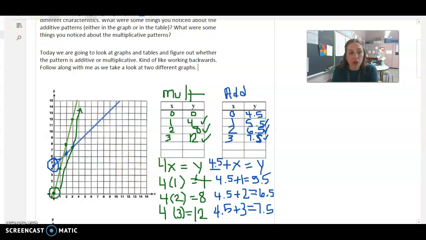Okay, we have one more example to go over, and then you have some independent practice to do.